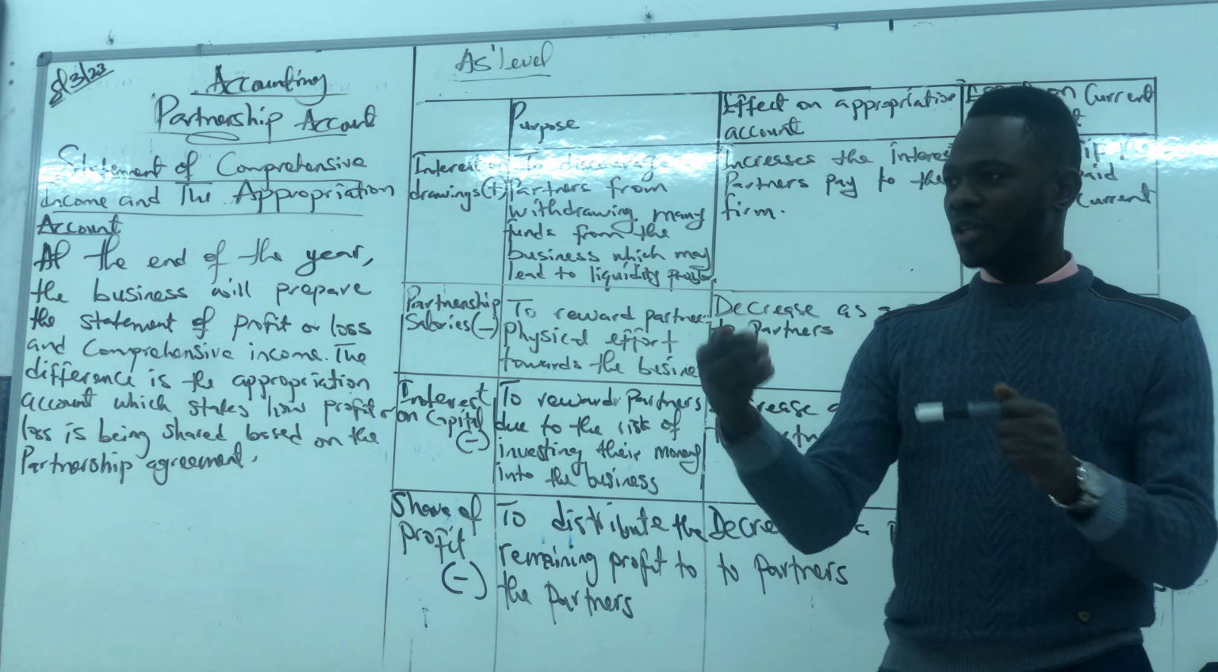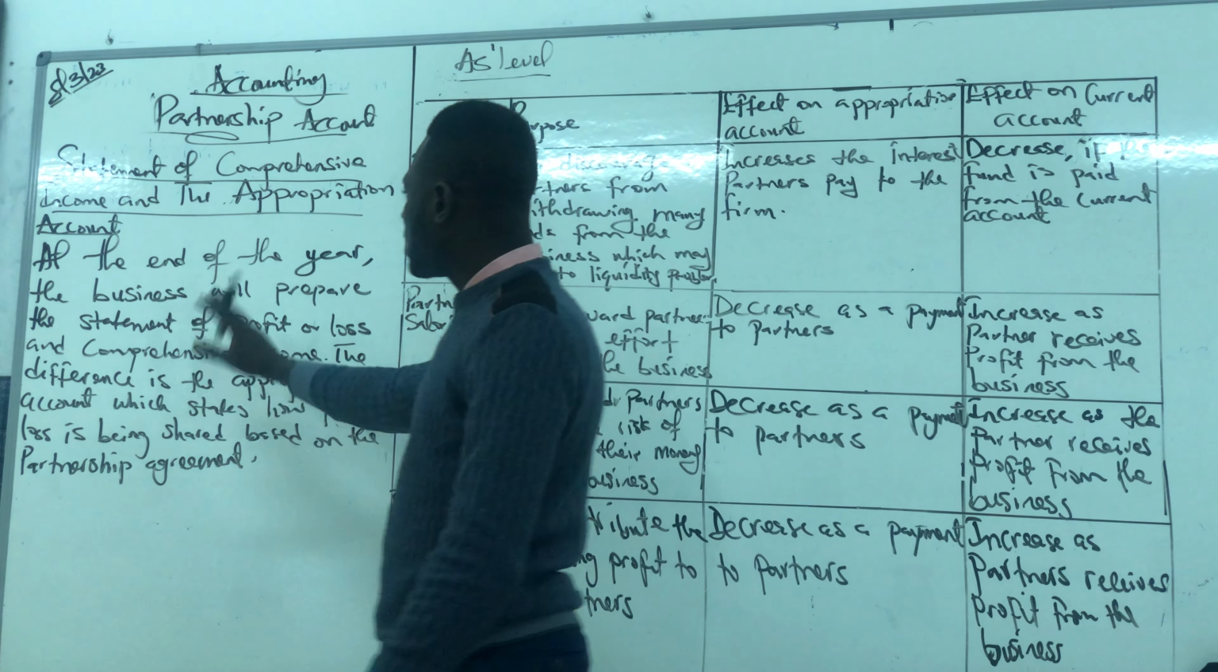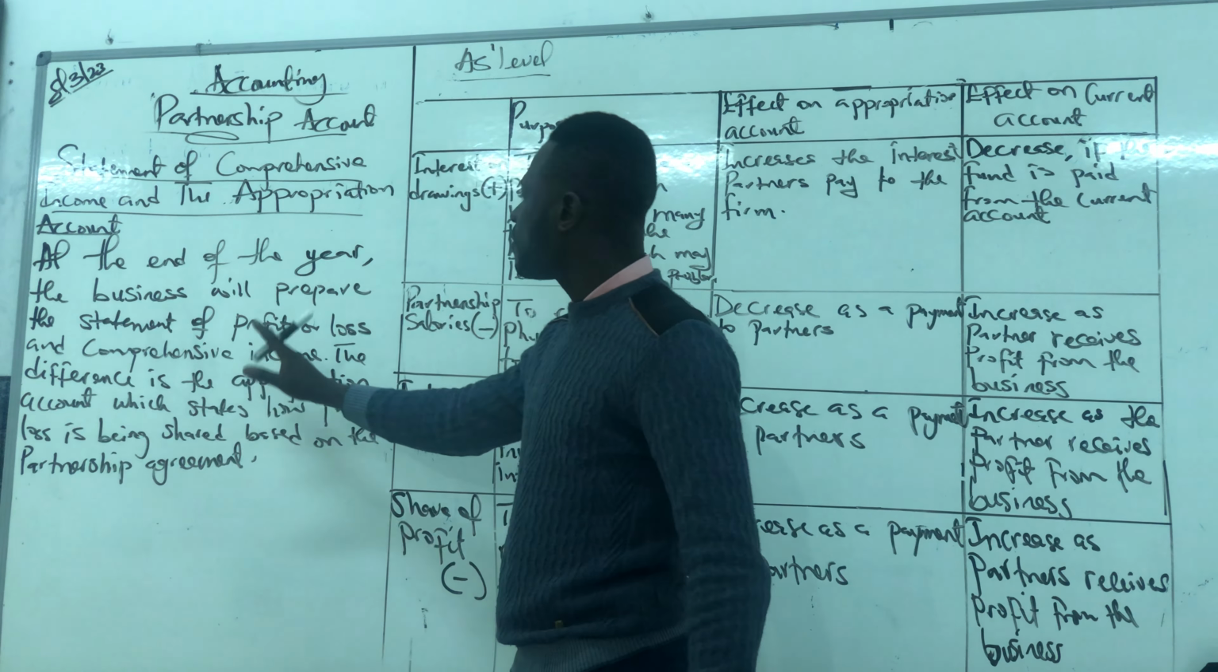But when it comes to a partnership account, there is an appropriation account because profit will be shared based on the partnership agreement. At the end of the year, the business will prepare the statement of profit or loss and comprehensive income. The difference is the appropriation account, which states how profit is being shared amongst partners. These are the items we have in the appropriation account.